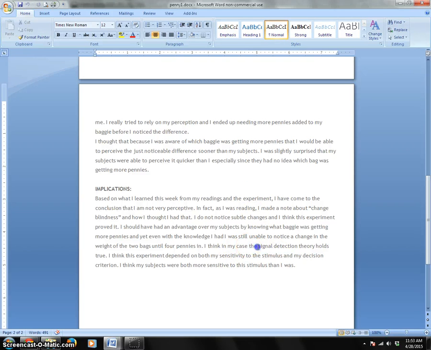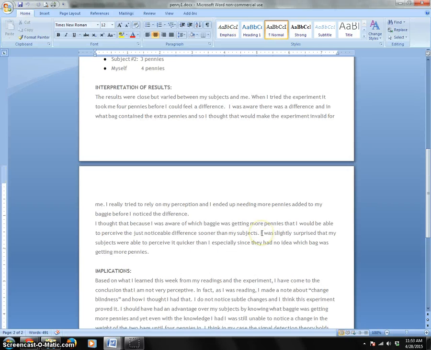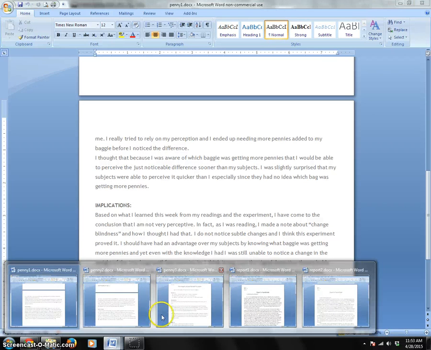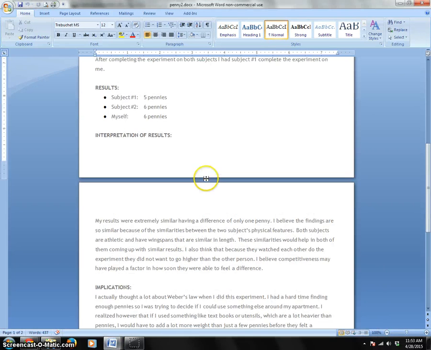So connecting it back to the chapter, the things that they read about signal detection theory. So these are the things that I'm looking for, connecting it back to the material and also good explanations of why things are the way they are.